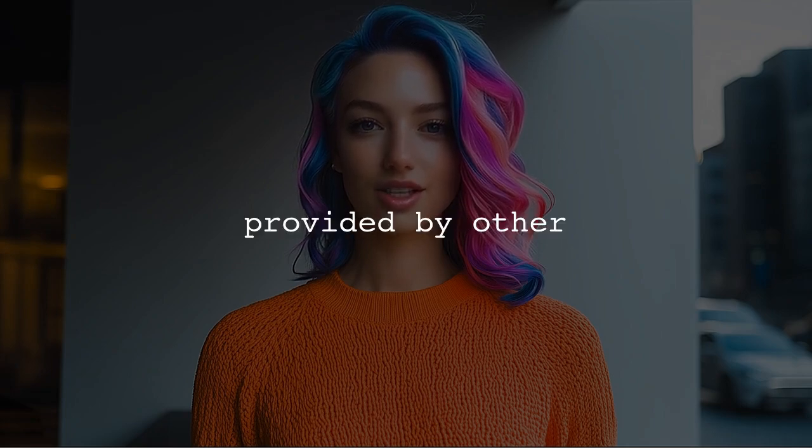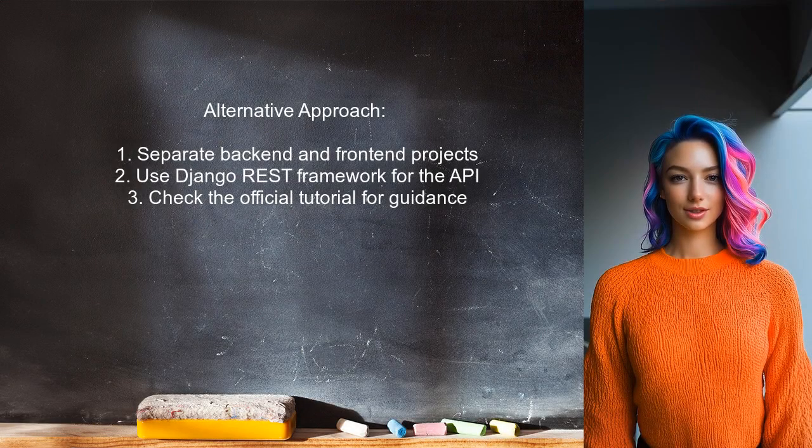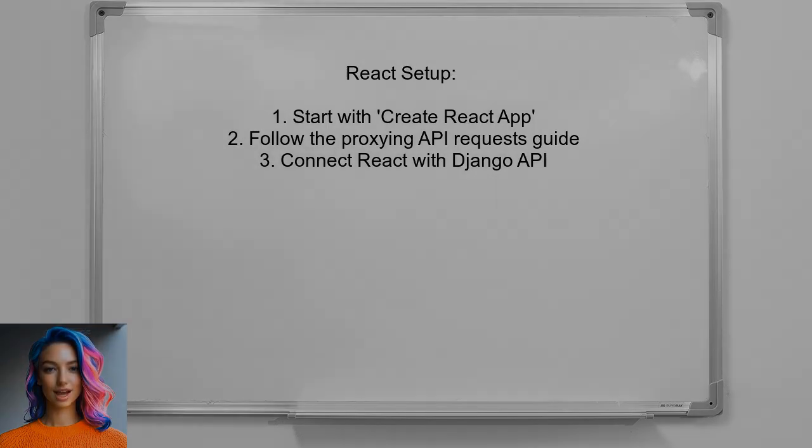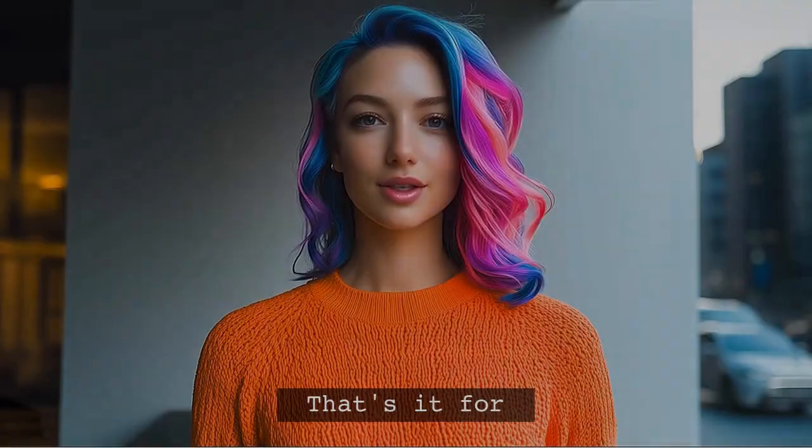Now, let's look at the answers provided by other users. An alternative approach suggests separating your projects for the back end and front end. For building a REST API with Django, it's recommended to use the Django REST framework, which has a helpful tutorial on its website. For the React application, the user recommends starting with Create React App, which is the standard method today. They also advise following a guide on proxying API requests during development to connect your React app with your Django API. That's it for that response.